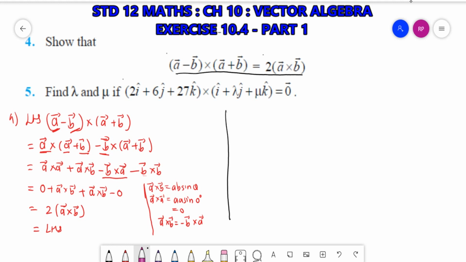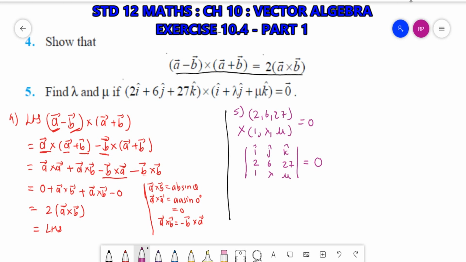Now let's see the next, that is question 5. It's given that (2i, 6, 27) cross (1, lambda, mu) is equal to 0. Now you have to find out lambda and mu. So let's take the cross product with i, j, k, the rows 2, 6, 27 and 1, lambda, mu. That is equal to 0. So 0 I can write down as 0i plus 0j plus 0k.